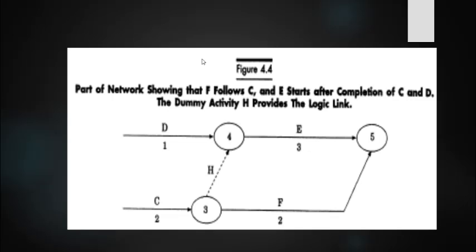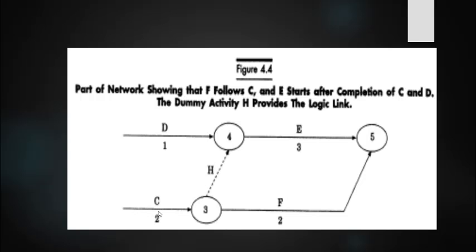So here you can see a diagrammatic representation, a network chart. Here the activity D consumes 1 day. So after the activity D, what is the next activity? E is the activity which is following. It consumes 3 days. So 4 is the event, event number 4. So we have attained the event here.